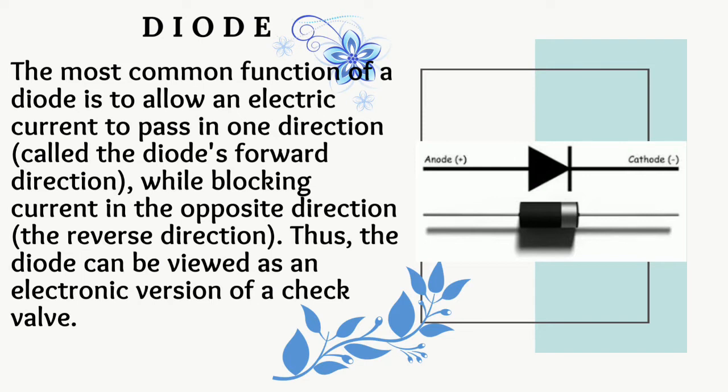Okay, so the next component is the diode. The most common function of a diode is to allow an electric current to pass in one direction, called the diode's forward direction, while blocking current in the opposite direction, or the reverse direction. Thus, the diode can be viewed as an electronic version of a check valve.